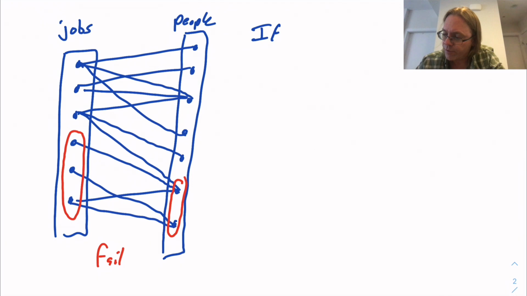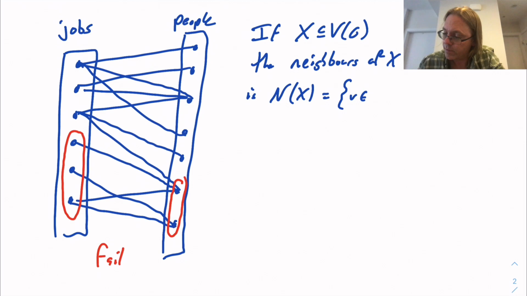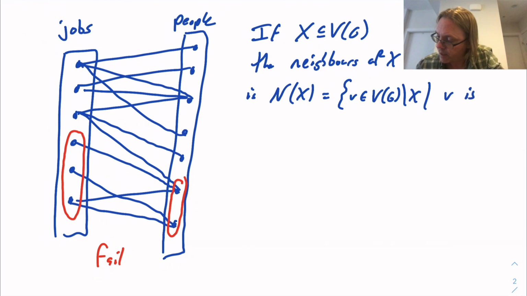If I give you a subset of vertices of a graph, the neighbors of X, that's the set I denote by N of X. This is the set of all vertices that are not in X that are adjacent to a point in X. V is adjacent to a vertex in X.